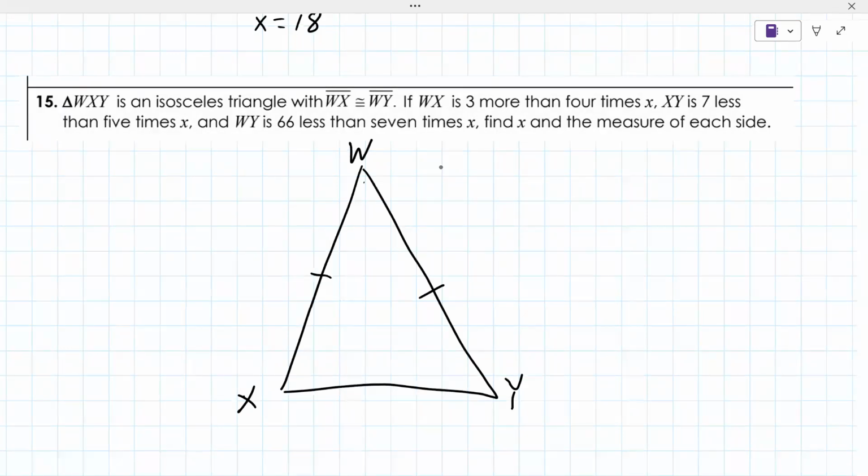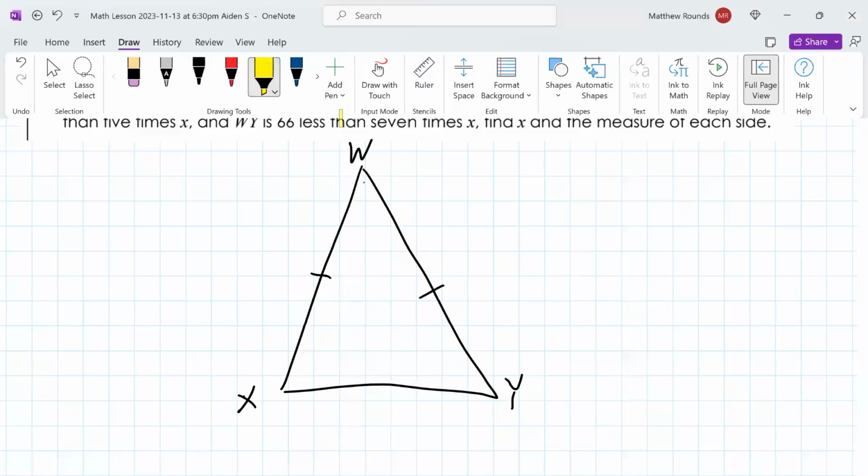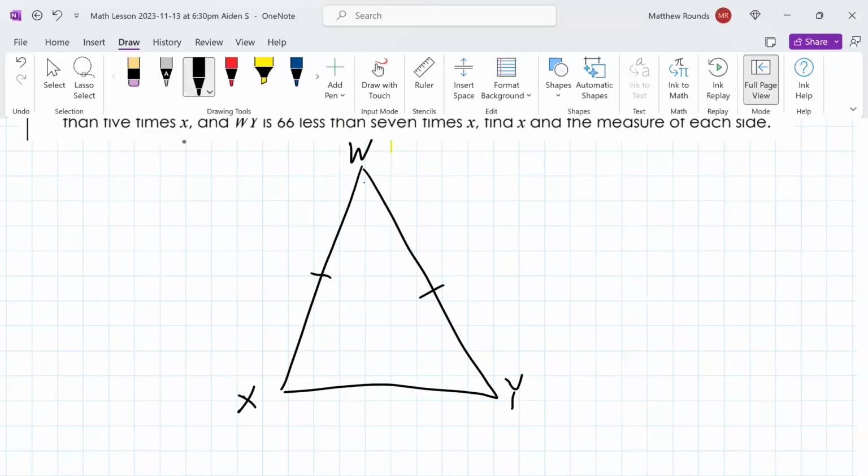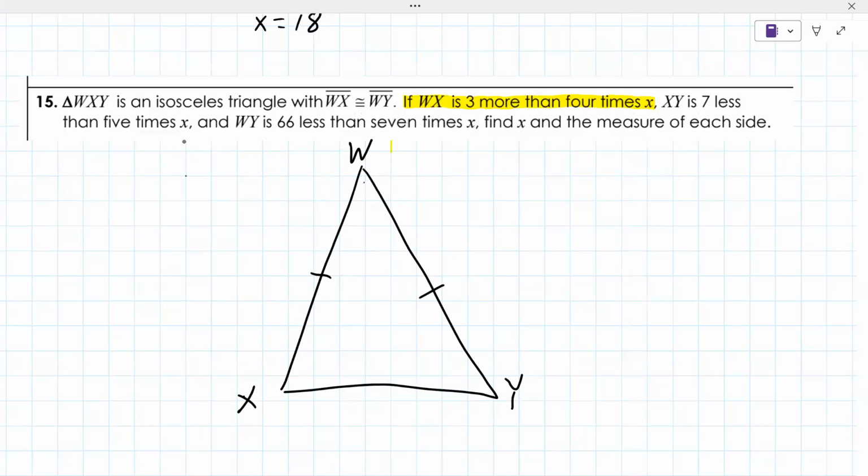Okay, I'm ready. All right, it says triangle WXY is an isosceles triangle. This is the important part: WX congruent to WY. So the left side congruent to the right side. Now, I want you to try to write this as an equation, 3 more than 4 times X. Give me that as an equation, please. Okay, so 4x plus 3. That works.